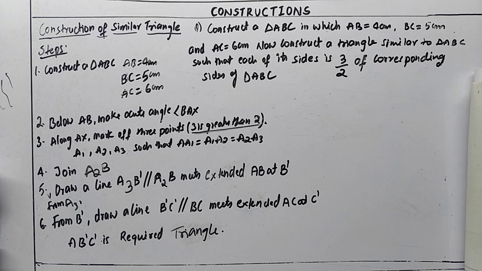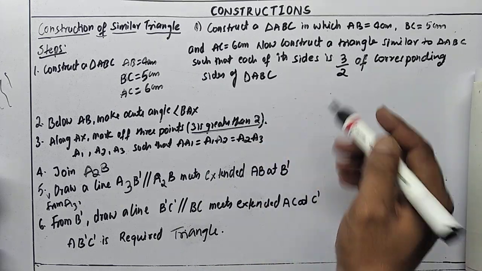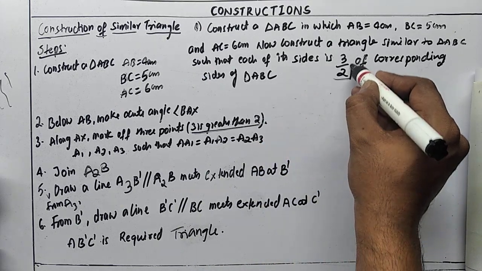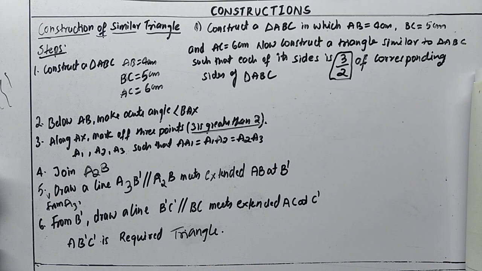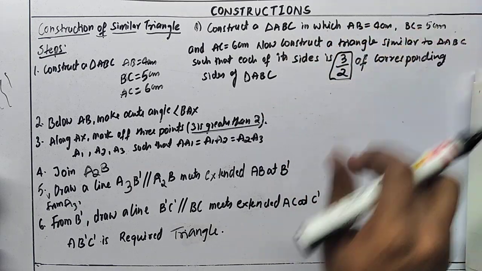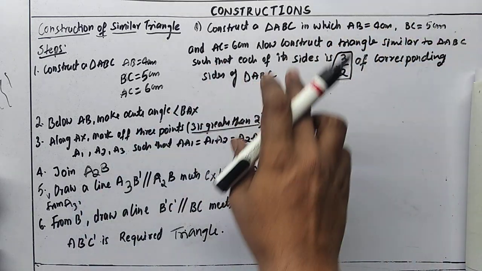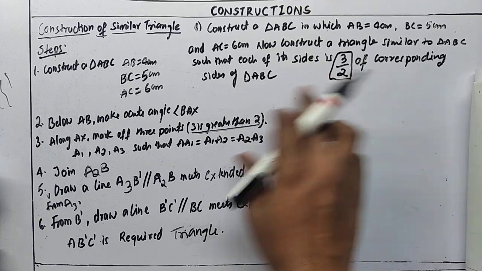In the previous class, I explained a topic from construction of similar triangles. You may have seen the same question, but I have just changed the value. In the previous video, we had to consider a triangle ABC, with AB is 4, BC is 5, AC is 6, and you have to consider a similar triangle where each side is 3 by 2 of the corresponding side.